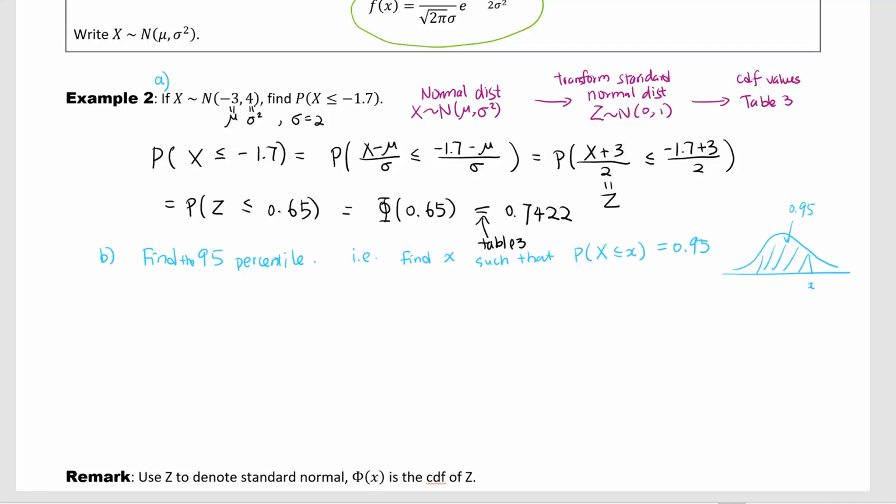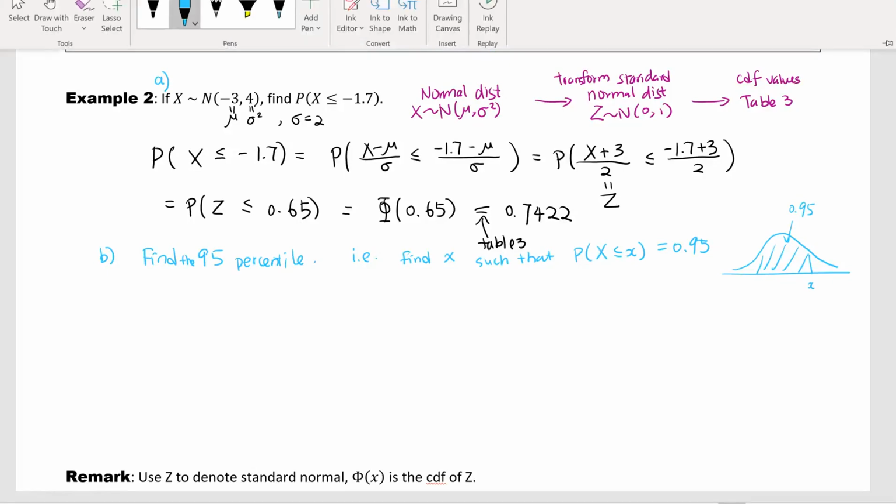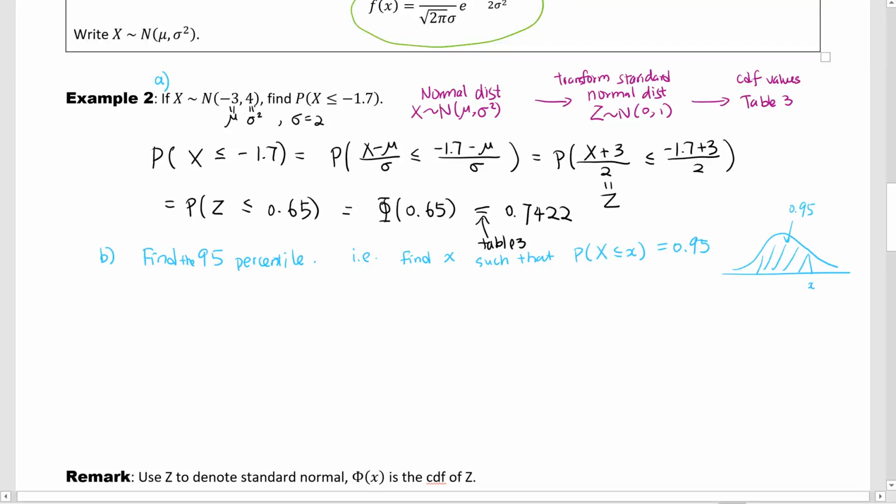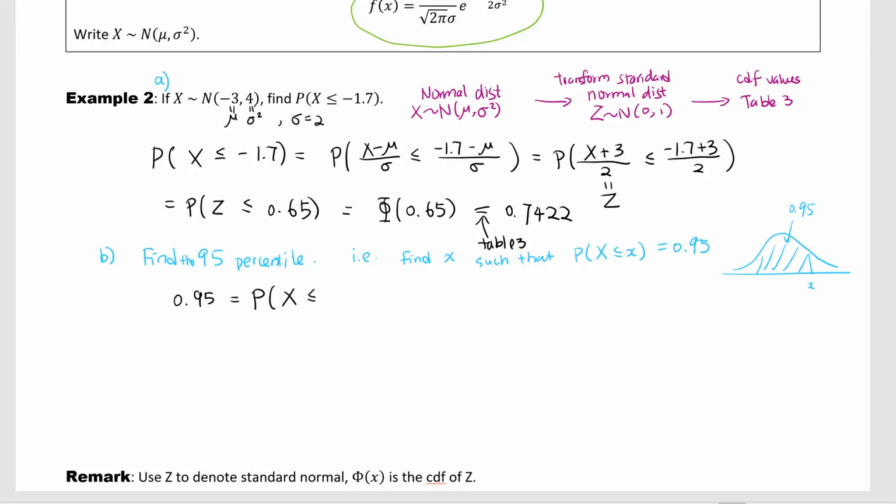So how do we do that? This is what we have, but we want to transform it into the standard normal distribution. How do we do it? We subtract mu over sigma. So 0.95 equals P(X less than or equal to small x), and we subtract mu, which is -3, over sigma, which is 2.